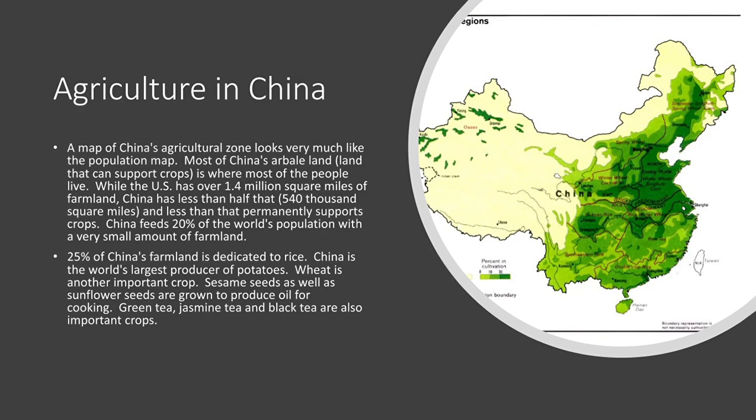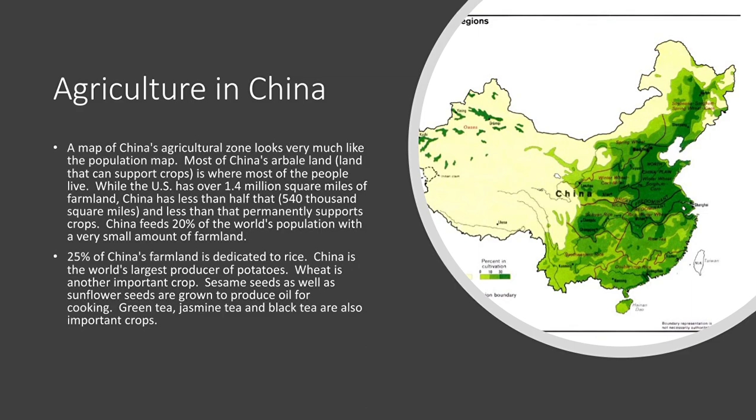Now, you'll look at this map, you say, wait, is this another population map? No, this is the agricultural map. And that's one of the stunning things about China when we think about agriculture: where they grow their food is the same place where their people live.